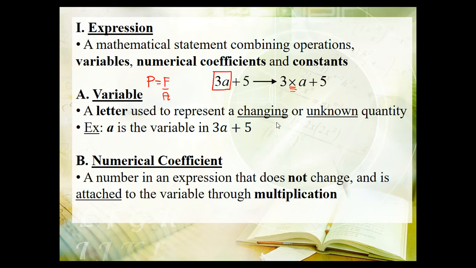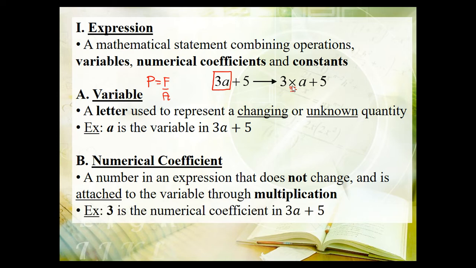The numerical coefficient is a number in an expression that does not change, so its value is fixed, and it's attached to the variable through multiplication. So if we go back up to our expression at the top, even though we initially didn't see a multiplication operator, it is implied there is a multiplication operator between this 3 and the variable a. So this 3 is attached to the a through multiplication, and because of that, we call it the numerical coefficient. Therefore, 3 would be the numerical coefficient in the expression 3a plus 5.